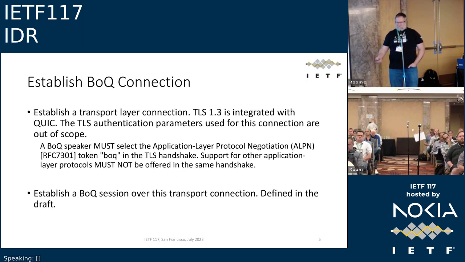So we do the basic thing. We're going to establish a TLS connection over QUIC. We're going to put into it that we want a specific ALPN, and BoQ is what we're choosing to use. We're also suggesting that we don't put anything else on there, although our conversation last night suggested maybe it might be interesting to do other things like RPKI.